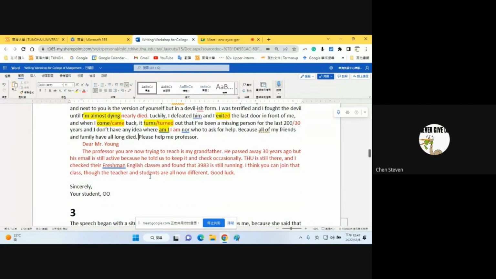So here's my response. Dear Mr. Yang, the professor you are trying to reach is my grandfather. He passed away 30 years ago, but his email is still active because he told us to keep it and check constantly. THU is still there, and I checked their freshman English class and found that your class code is still running, and I think you can join that class, although the teacher and students are all now different. Good luck.